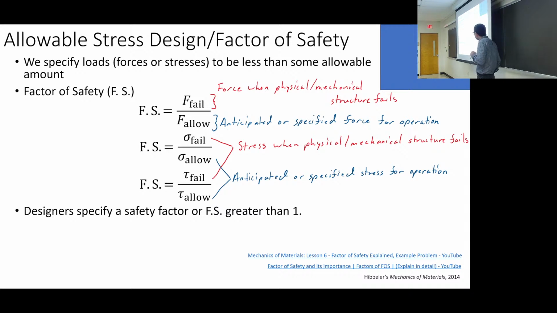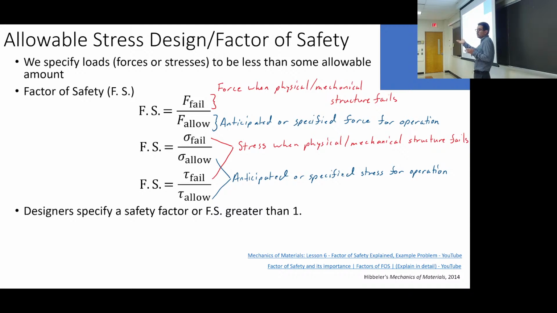Another way to think about this is, what do I have to multiply my allowable stress by to equal my failing stress? Sometimes we think about how much I have to multiply my current operating conditions to get failure. And sometimes there's a force in one direction and a force in another direction, or a stress in one direction and a stress in another direction.